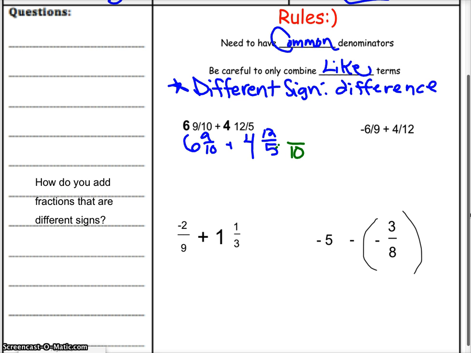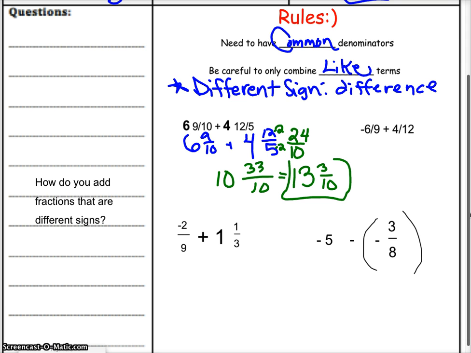So I went 5 times 2 is 10, 12 times 2 is 24. So now I'm going to add my fraction portion. 9 plus 24 is 33 over 10. And add my whole numbers. Now I've got to regroup. Since this is an improper fraction, 10 goes into 33 3 whole times. So since I had 10, now I have another 3 wholes, which is 13, and 3 tenths. Okay?